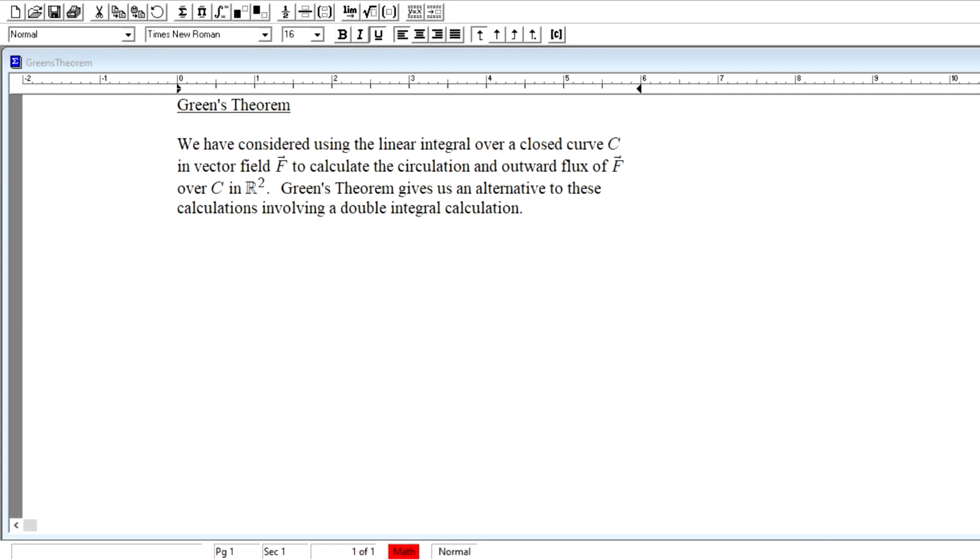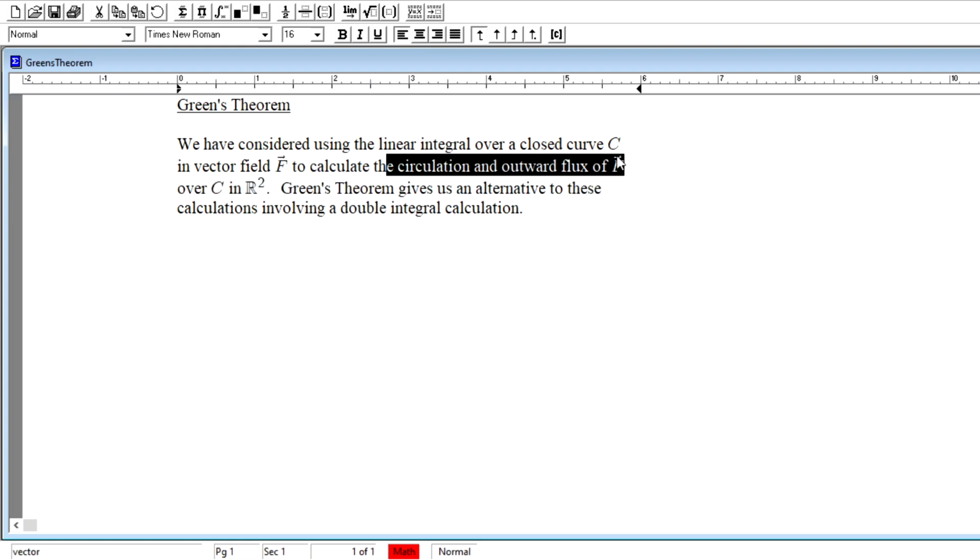Hey there, Calc 3 folks, back here with another video in our study of vector calculus, where we are going to look at Green's theorem here. And in Green's theorem, what we're going to consider doing is using the double integral calculation to calculate what we call circulation and the cases for outward flux of some vector field over some curve C that exists in two-dimensional space, right?